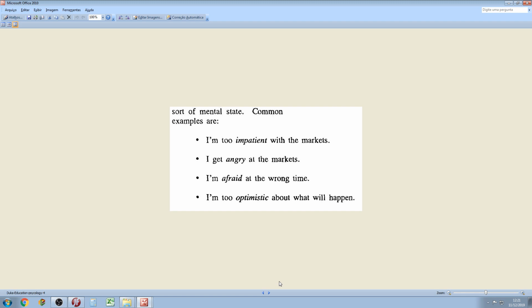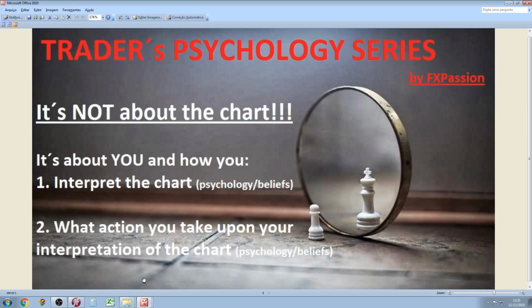So when you enter into a trade and the market goes against you and you start thinking, oh, again, I'm such a loser, the market is against me, or the broker is against me, this is not the truth, everybody. Those are thoughts. Remember, it's not about the chart. It's how we interpret the chart or price movement, right? It's not about the chart.